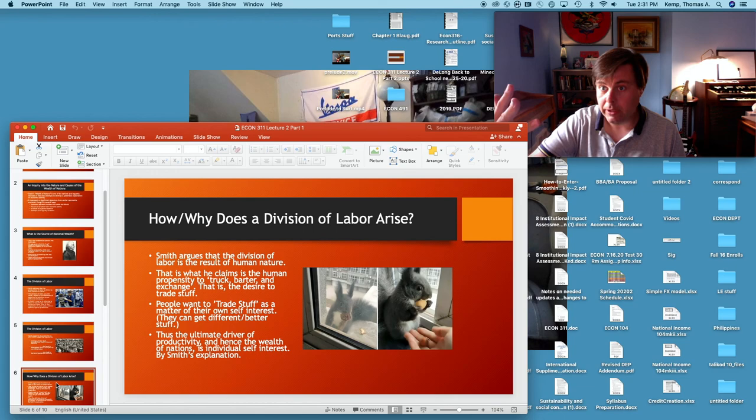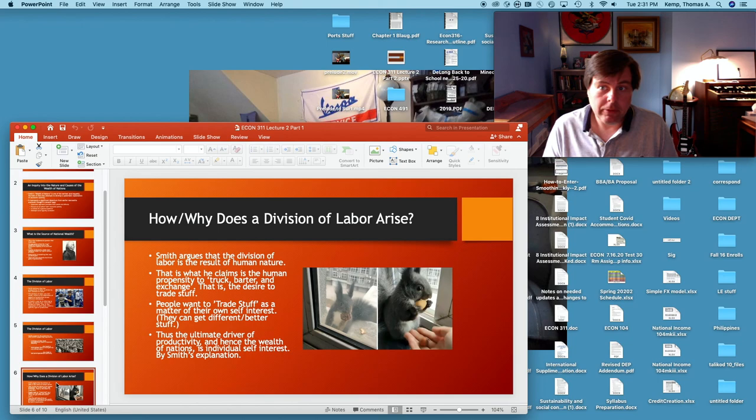So Smith argues that the division of labor arises as a result of human nature. The next line here is his specific line in the Wealth of Nations: truck, barter, and exchange. I want you to take a step back and think about that for a second. So, Wealth of Nations comes from where? Advancements of productivity. Productivity comes from where? Division of labor. Division of labor comes from where? Human nature. So what do we have?